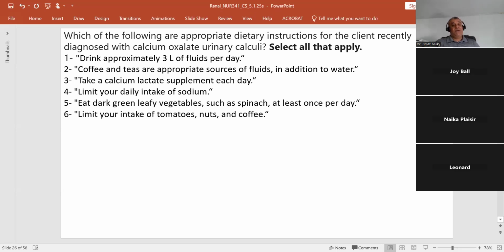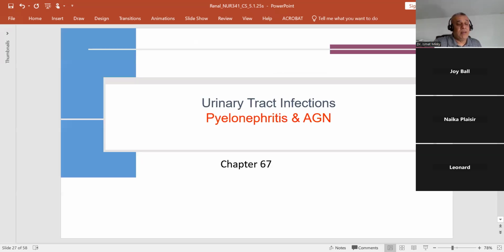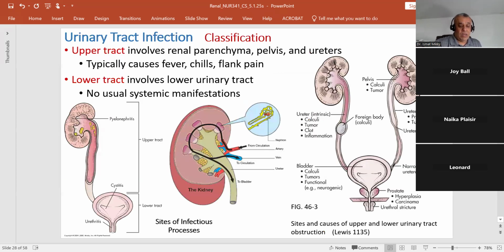No. If you go back to that slide, you will find that most green leafy vegetables, for example, spinach, okra, tomatoes, asparagus, chocolate, nuts, coffee, tea, all of these things have oxalate. So 5 is not good. Number 6, limit your intake of tomatoes, nuts, and coffee. Yes, right? So we can go with 1, 3, 4, and 6. Even 4 is kind of questionable, but for me, I'm fine with 4 either. I mean, in addition to the other 3.